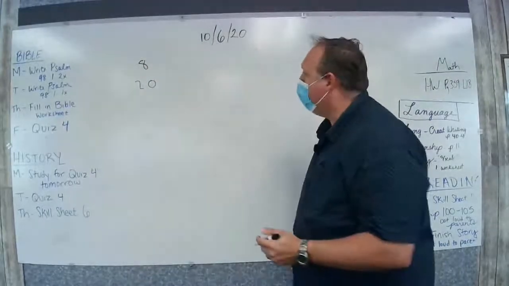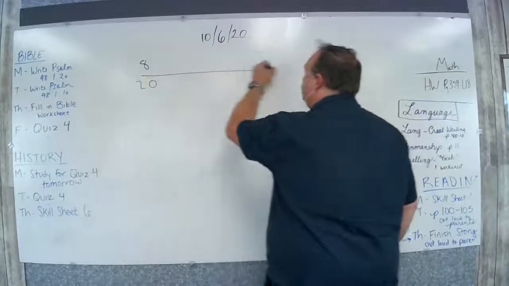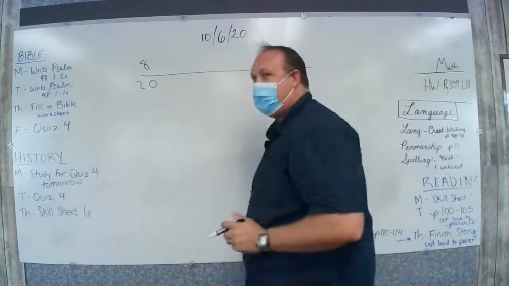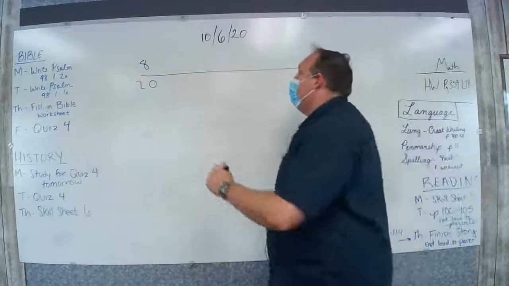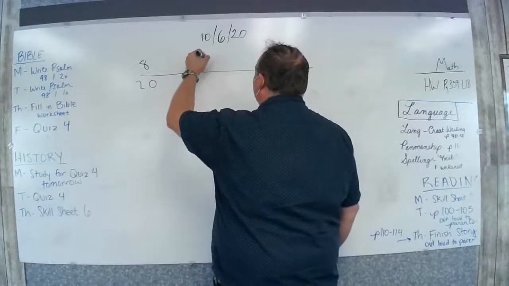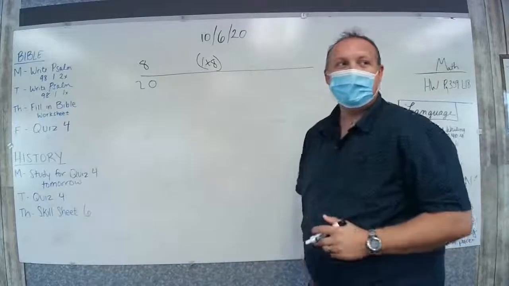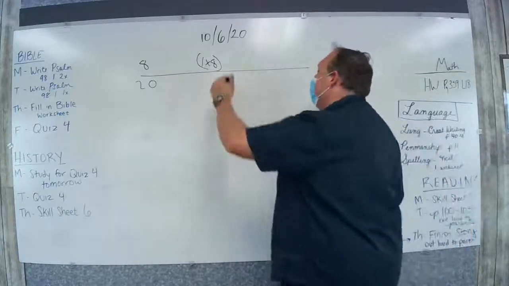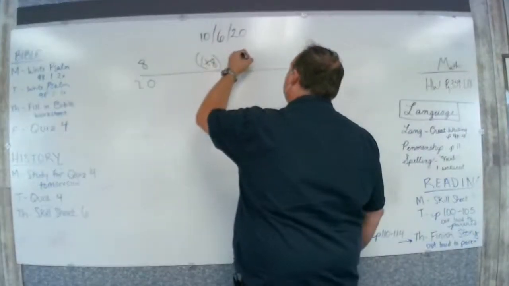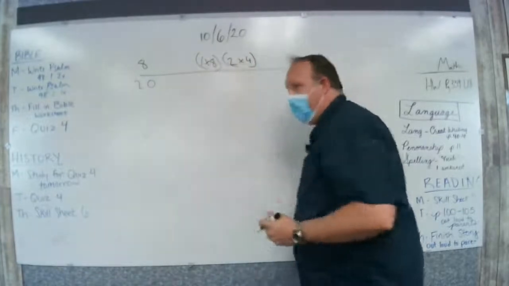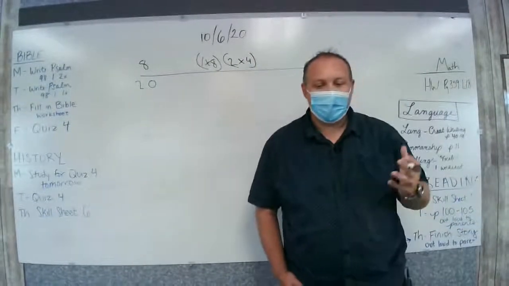Okay, so what I'm going to do here is list all my pairs of factors for the number 8. So we have 1 times 8, right? That equals 8. We have 2 times 4. That equals 8 as well, right? Anything else?